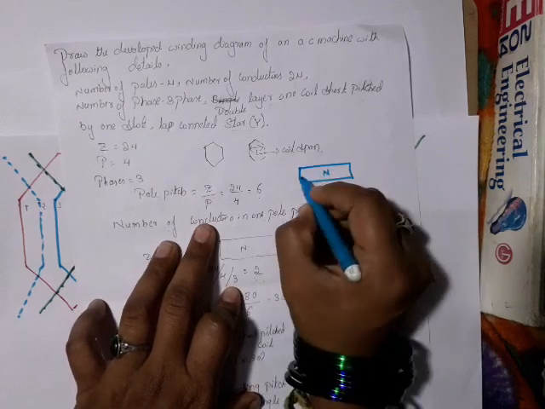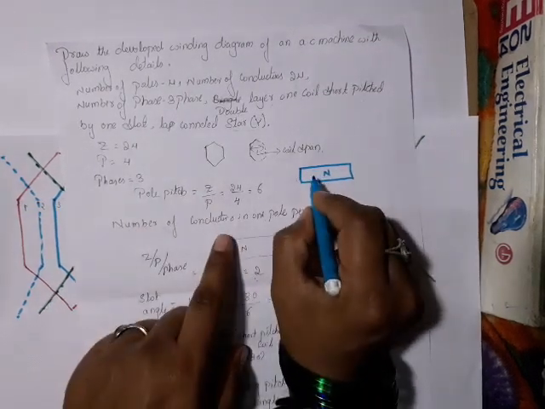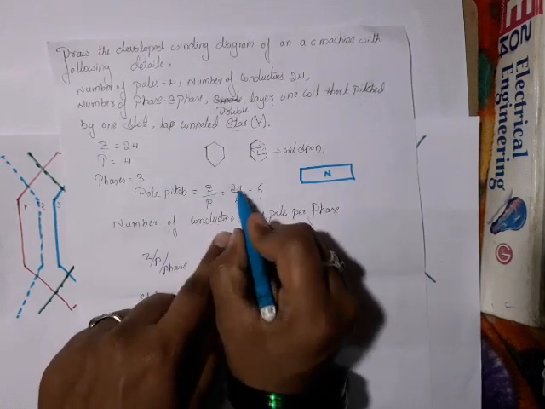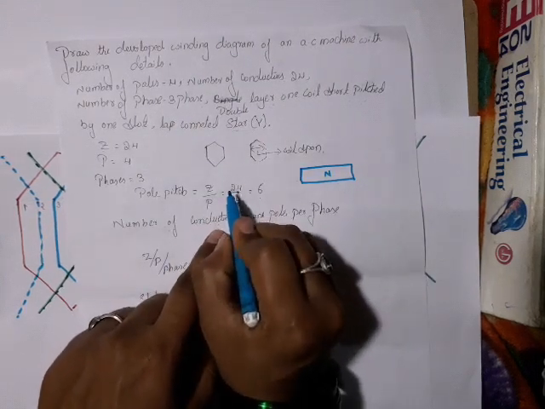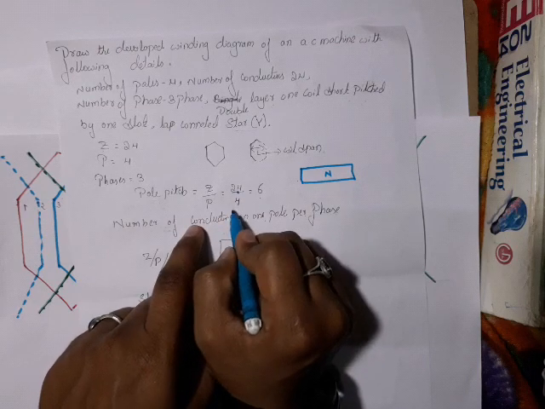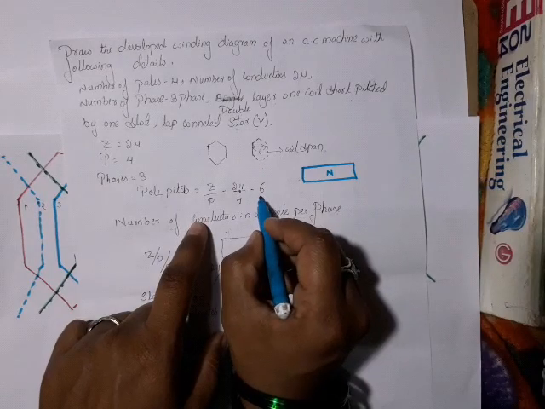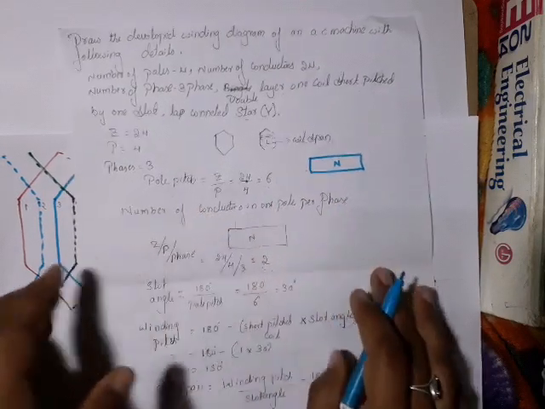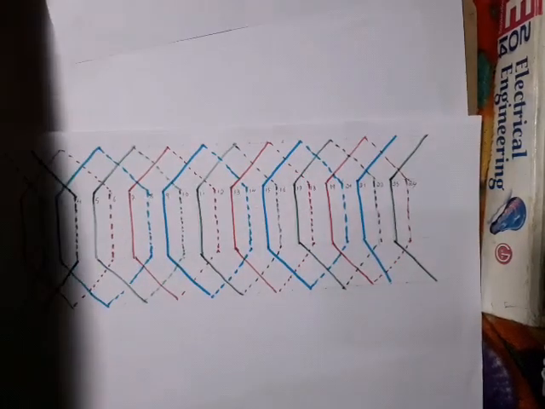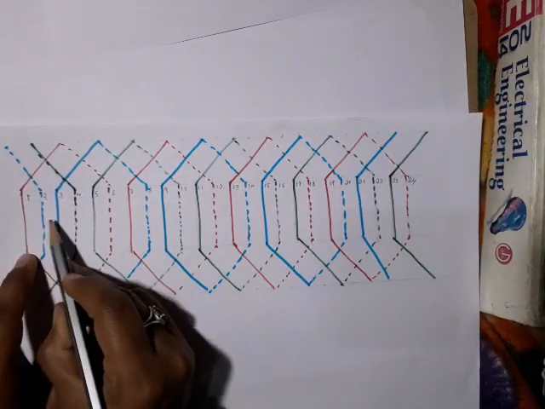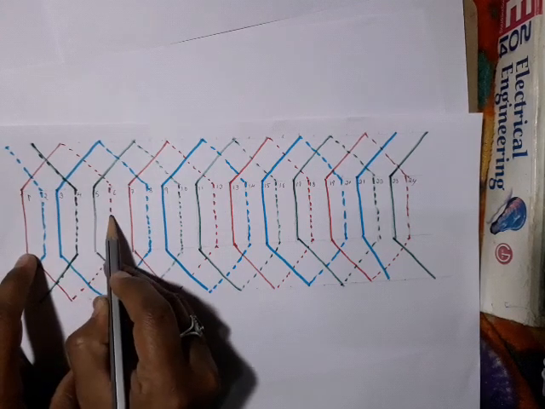In that pole, how many coils should come? We have totally 24 conductors. I have to distribute all these 24 conductors among 4 poles. So in one pole, how many conductors can I include? I can include 6 conductors. So now I'll write the number of poles. See, just count here. 1, 2, 3, 4, 5, 6.